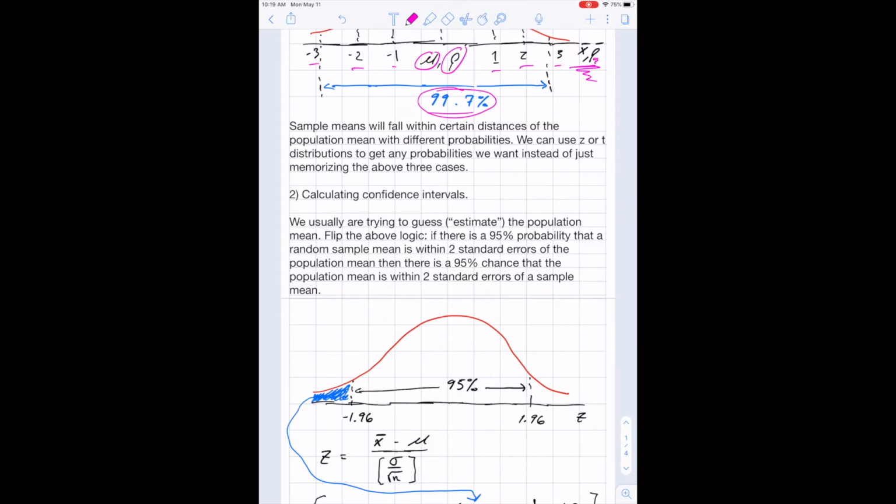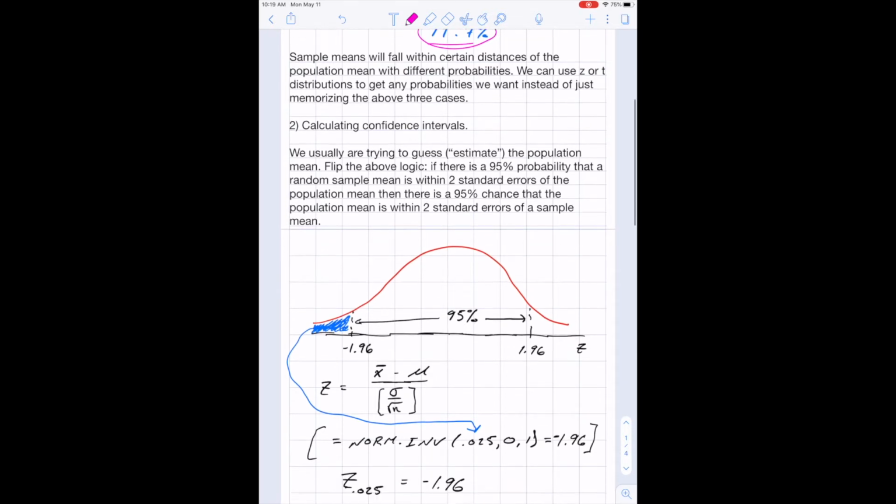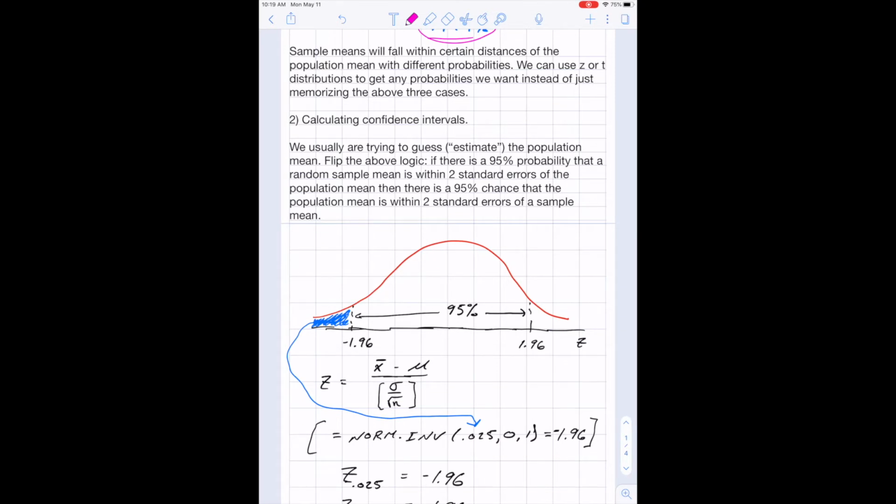It's still 95%, right? We're just changing the center of the question. So if there's a 95% chance that a sample mean is within 2 standard errors of a population mean, then the opposite must be true too. There must be a 95% chance that the population mean is within 2 standard errors of the sample mean. So make sure to think about that, because that's some important logic that we'll have to keep with us for the rest of this class.